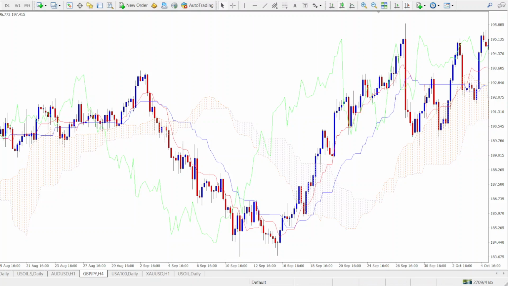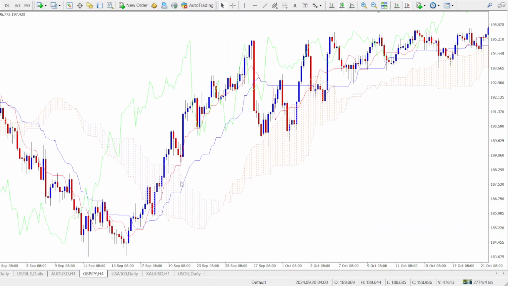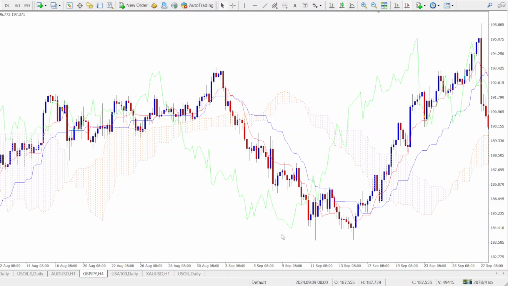Now also remember that the edges of the cloud, the Ichimoku cloud, can act as dynamic support and resistance levels. So pay attention to how the price reacts near these areas. And then the Senkou Span helps to confirm trends by showing if the current price action aligns with the market's historical momentum. So just for extra confirmation, you can watch out for the Senkou Span. Make sure that the Senkou Span is above the candlesticks for a buy or for a bullish trend, and make sure that the Senkou Span is below the candlesticks for a bearish trend.